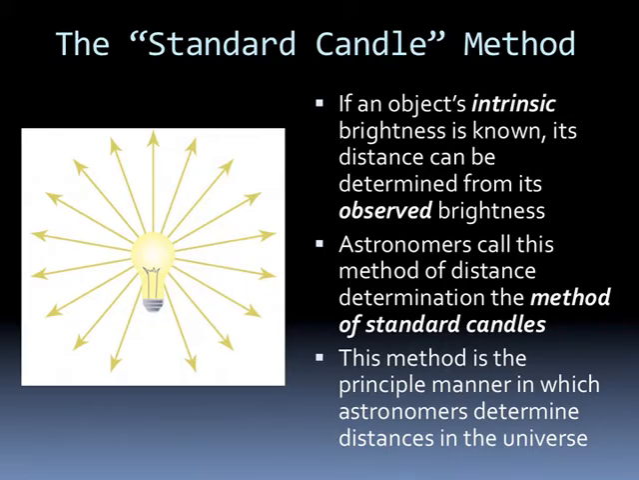If I knew I had, say, a 100-watt light bulb at some distance away, and I took another 100-watt light bulb and put it close by, at a distance I could measure, and took a photograph of it, the ratio of the diameters of the circles of light in the picture would be the same as the ratio of their distances. This is actually the principal manner in which astronomers determine distances in the universe.